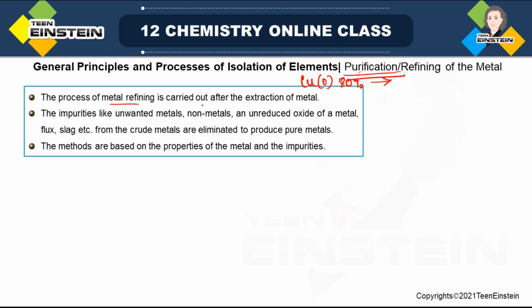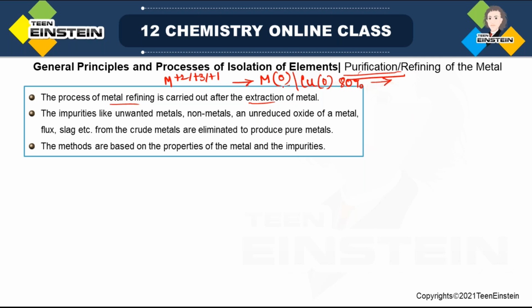The process of metal refining is carried out after extraction of metal. That means all the processes that we have discussed until now, that is isolation of metal, come first. After that only you can do purification. It is not that you directly take the ore and do purification. No, purification is possible only after extraction of metal, which is another way of saying after isolation of metal. So now the metal from +2 or +3 or +1, from all these oxidation states, you have already converted to zero.